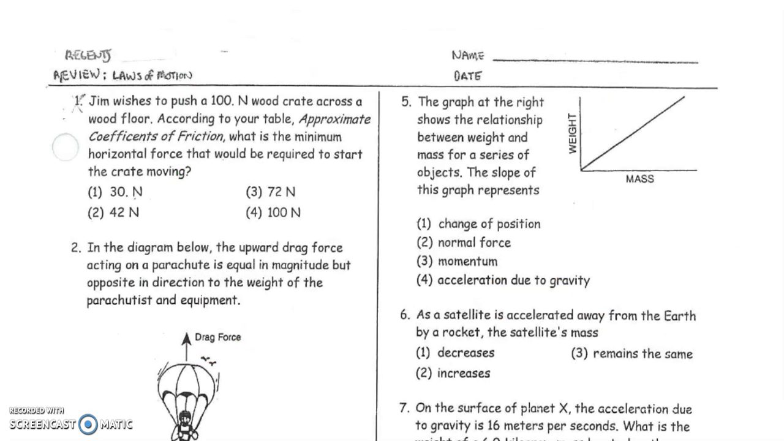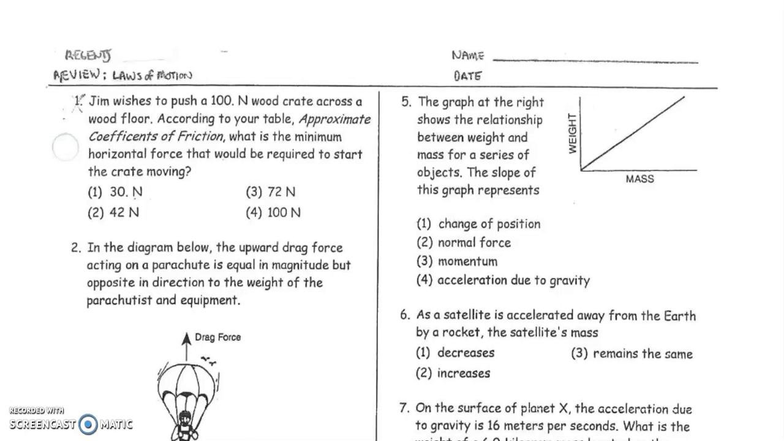All right, so these are actually some Regents questions, so maybe you find these slightly easier, maybe some of them are slightly more complicated, but nevertheless, let's go through them. And so Jim wishes to push a 100-newton wood crate across the wood floor. What is the minimum horizontal force required to do that?